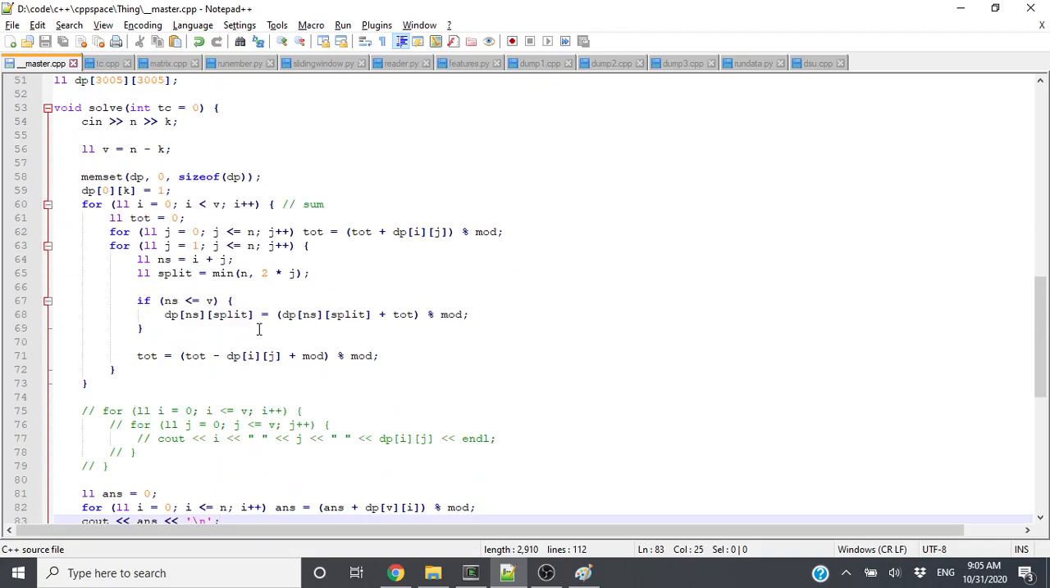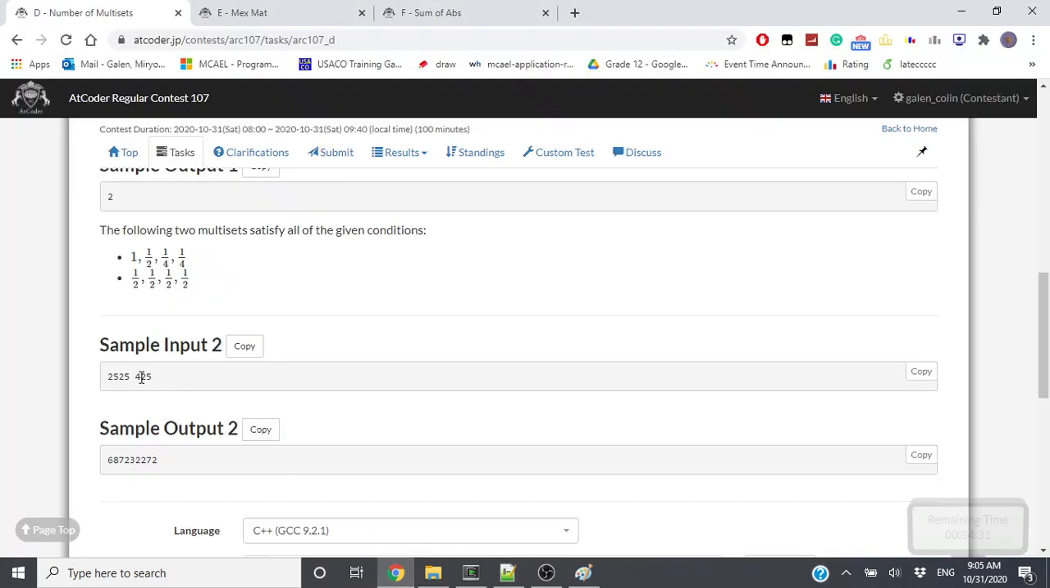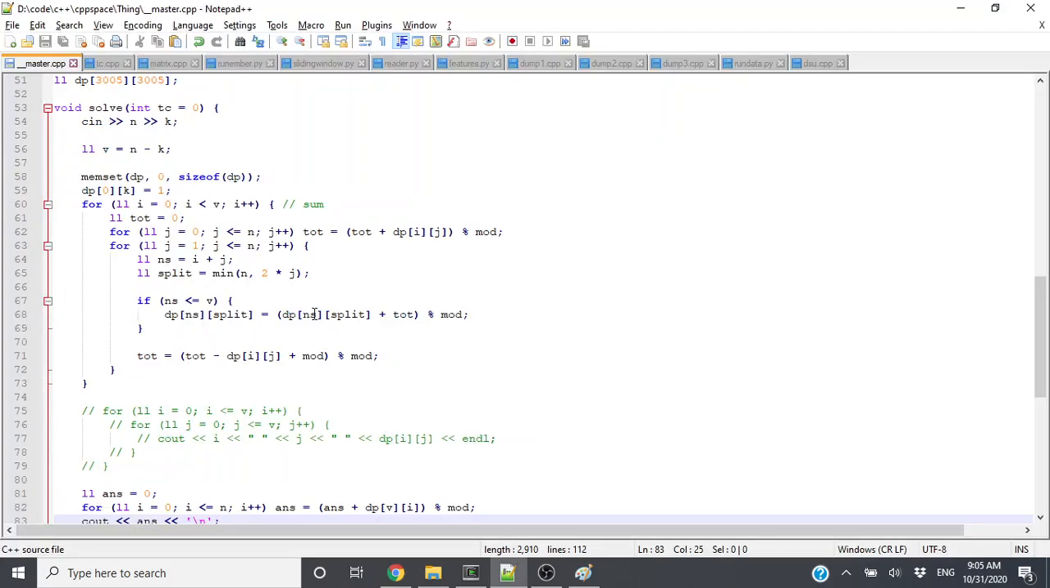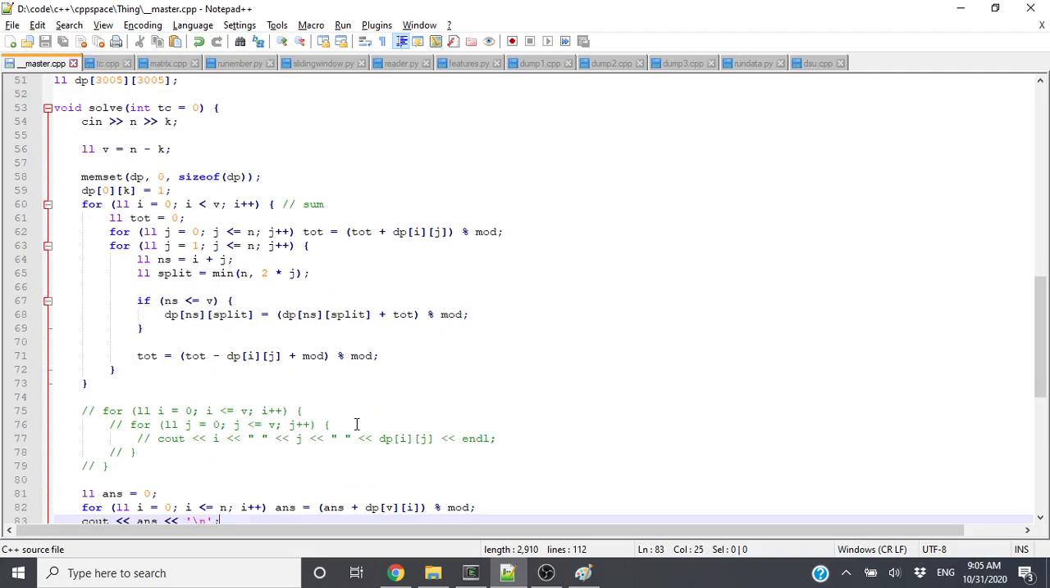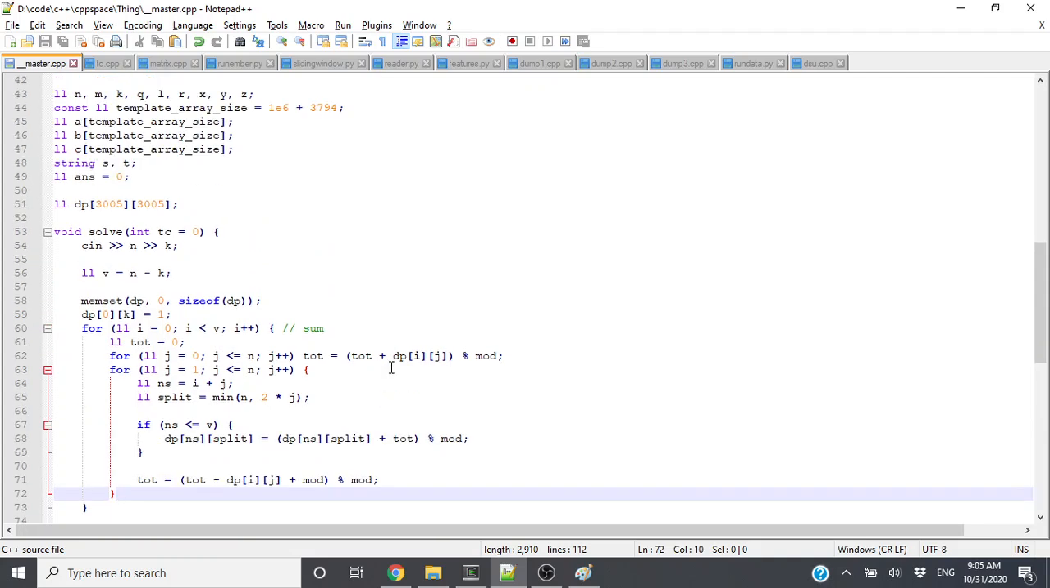That is a very peculiar bug, because it only happens when k is greater than, like, v over 2, or k is, like, greater than n over 2 or something. That is an interesting bug to make. But, okay, let's see if there's anything else stupid we did.